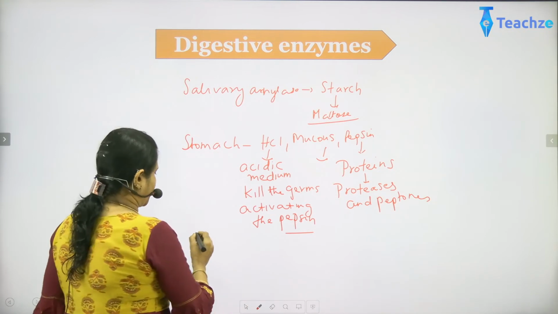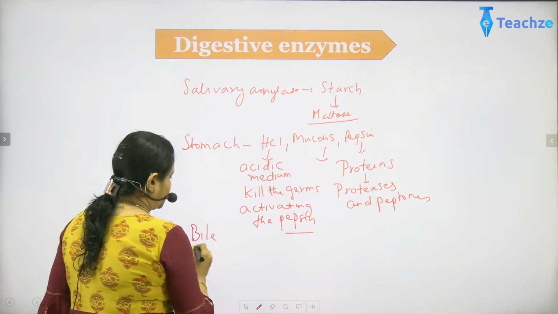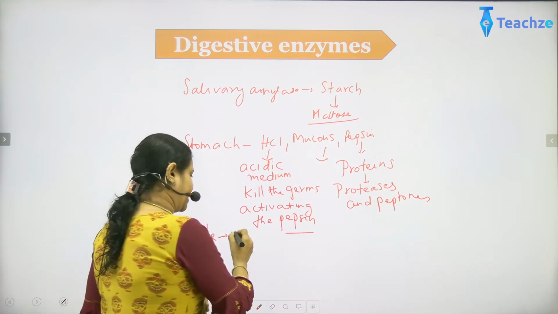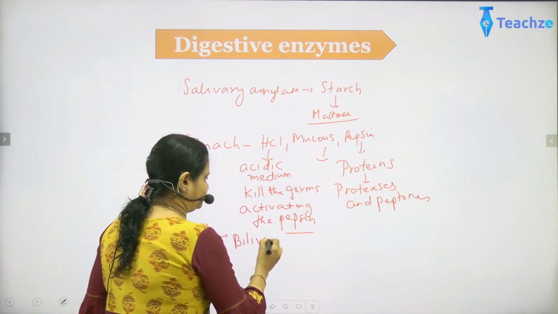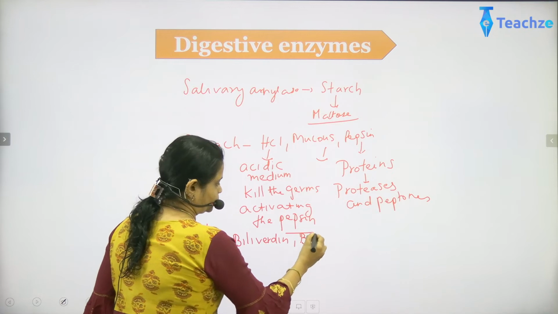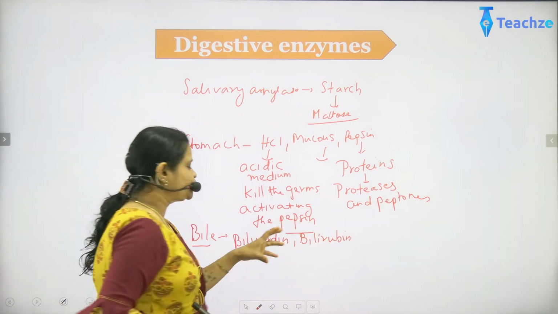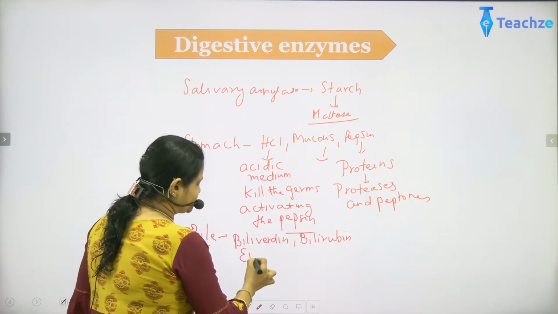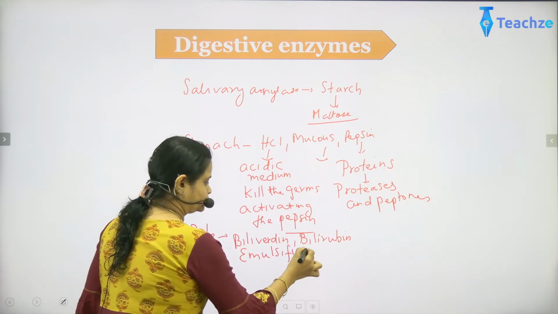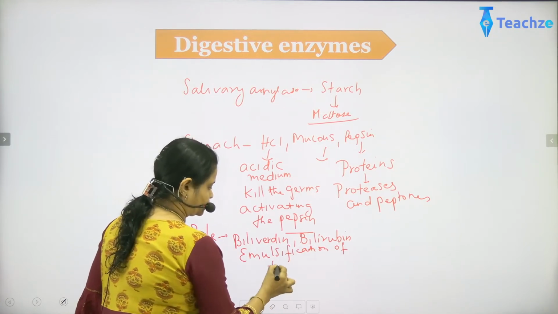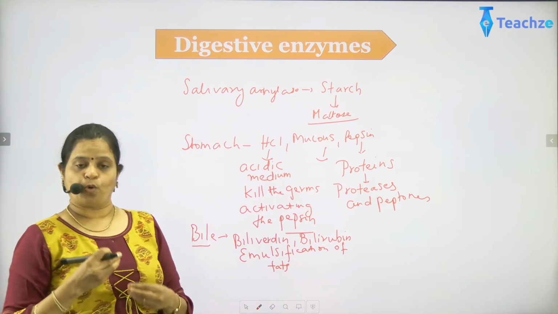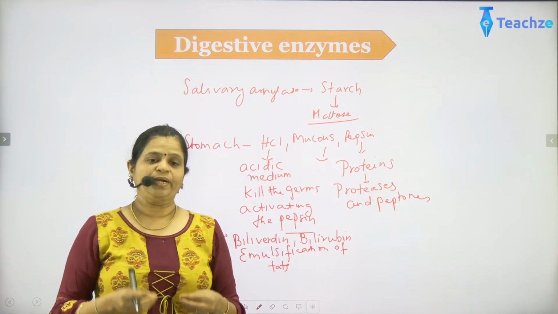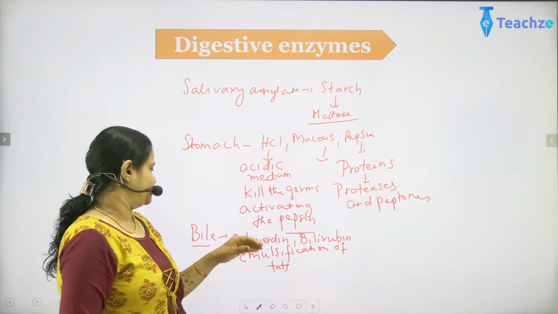Now coming to the next one, the bile juices. Bile juices, even though it does not have enzymes, has two pigments which are very important, that is biliverdin and bilirubin. Now these two pigments add coloration to the feces. Now the next function of bile juice will be the emulsification of fats. Fats have to be broken down into smaller substances so that the enzymes of the small intestine can break them down into the final products of digestion. Now this will be the function of bile.